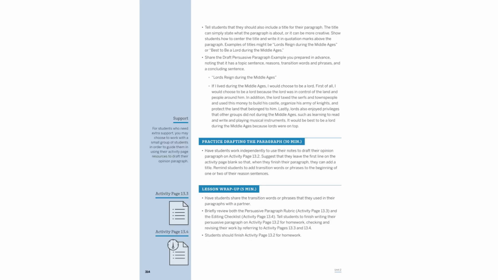Students should include a title for their paragraph, centered and in quotation marks. Examples are "Lord's Reign during the Middle Ages." Share a draft example with a topic sentence, reasons, transition words, and a conclusion. Encourage independent drafting, leaving space for a title, and using transition words. Review the rubric and checklist for homework completion.